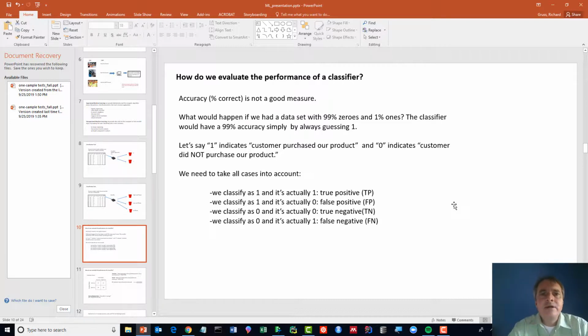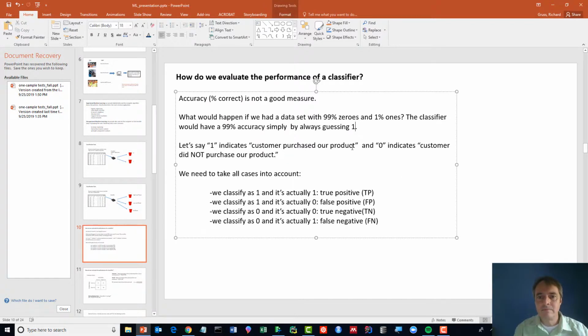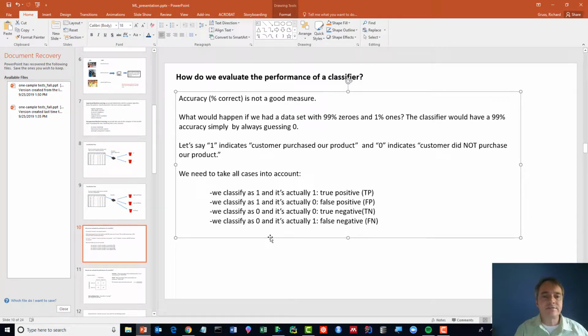In evaluating the performance, is accuracy going to be enough? So we just say, okay, the percentage that we got right. But that doesn't really work because, for example, what would happen if we had a data set with 99% zeros and 1% ones? The classifier would just always guess 0, and it would be correct 99% of the time. So accuracy doesn't really tell us the whole story. It would be missing the rare 1% of ones that are probably the target of what we're interested in anyway. Accuracy is not a good measure.